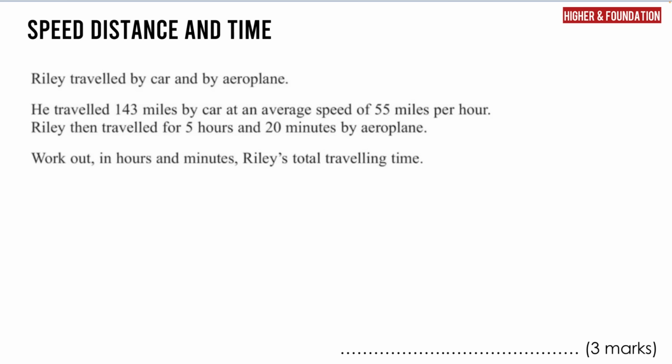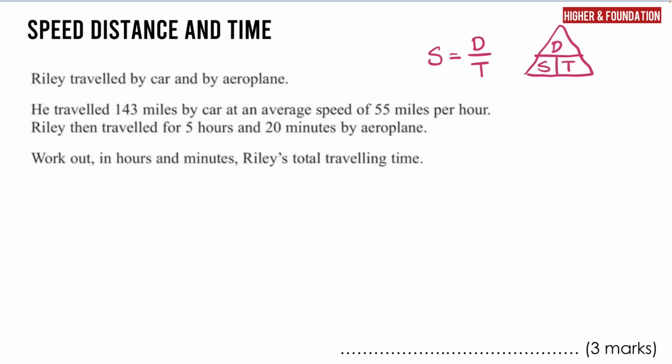Now with speed, distance, time, similar to when we were looking at density, we need to make sure that we write down the formula. Speed is equal to distance divided by time, and again we can use a formula triangle for that. So speed, distance and time. This one says Riley travelled by car and by aeroplane. He travelled 143 miles by car, and it gives us the speed. He then travelled for 5 hours and 20 minutes by aeroplane. Work out in hours and minutes Riley's total travelling time.